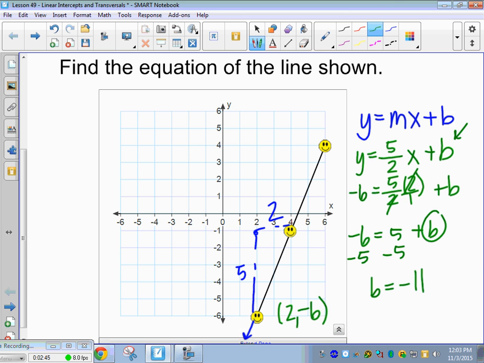So I have my b, I have my slope, but this is just like all the other line problems. Your final answer should always be the equation. So y equals 5 halves x, and we're going to have our new b in there, minus 11. So we use this method when we can't see the y-intercept, so the b value, on the graph. We have to use the slope, and then we'll solve for our b.